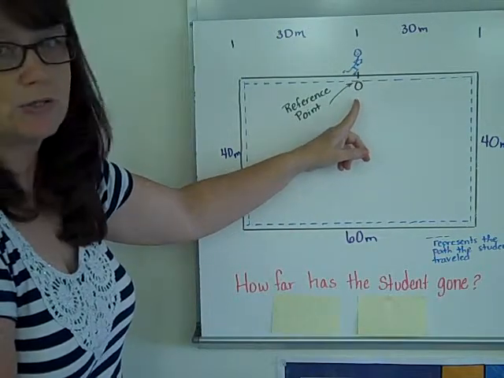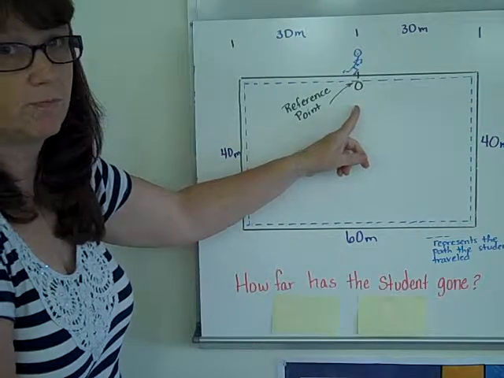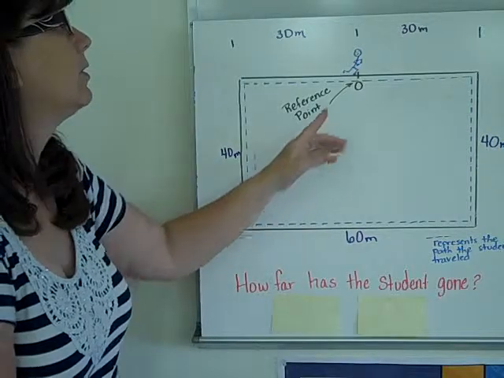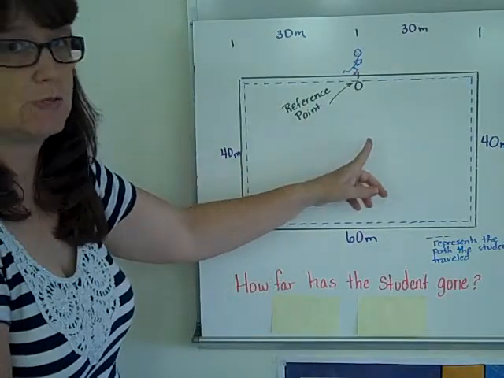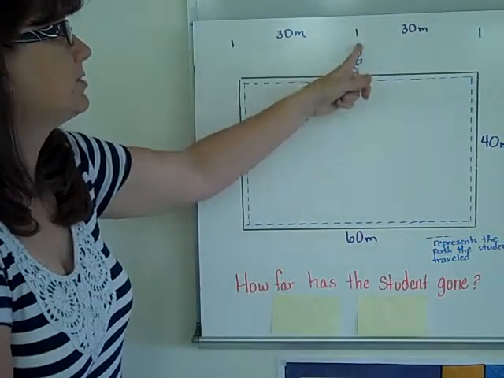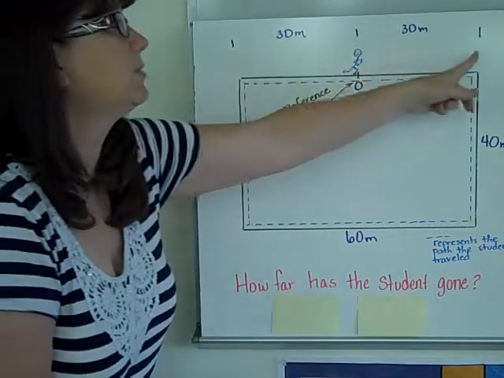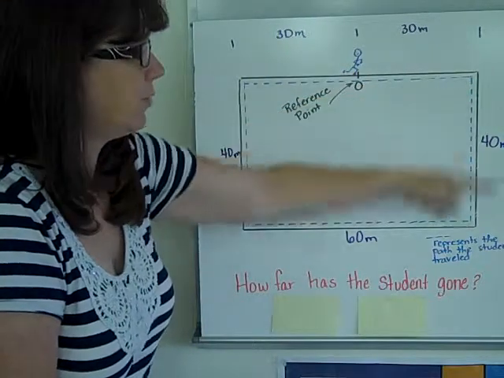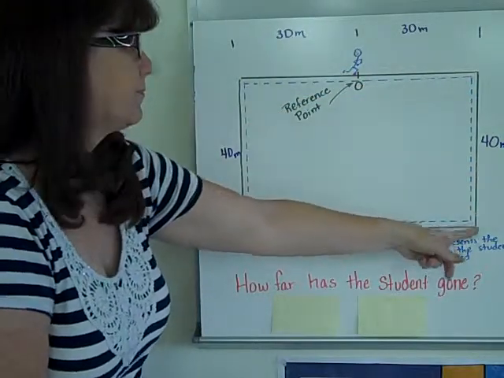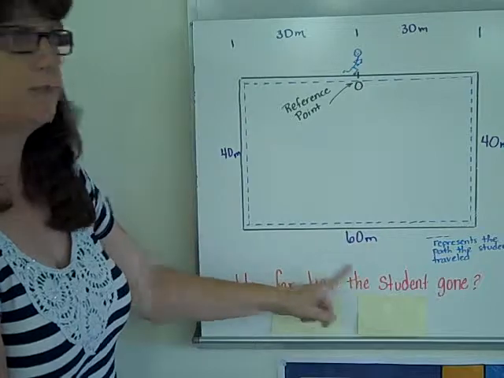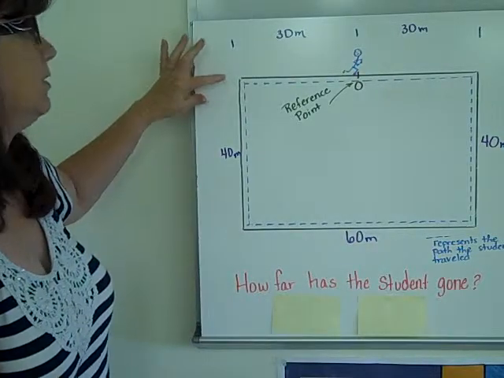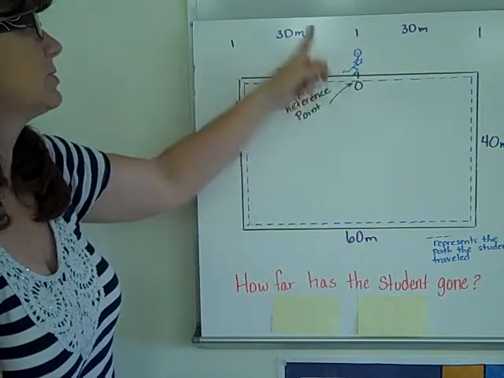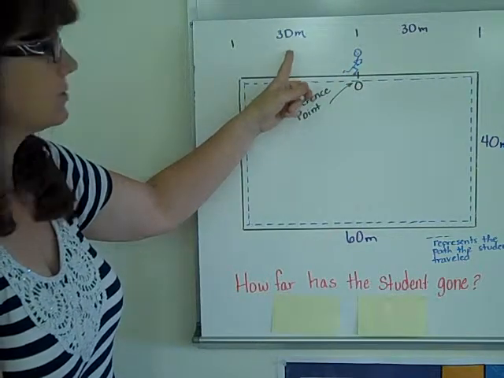Notice that there are no arrows showing us which way he traveled. He can go this way or he can go this way. It does not matter. We also have put some measurements on here. We have 0 starting here, so from here to this corner would be 30 meters. From this corner to this corner is 40 meters. From this corner to this corner would be 60 meters. From this corner to here is 40 meters. And then from this corner back to our starting position would be 30 meters.